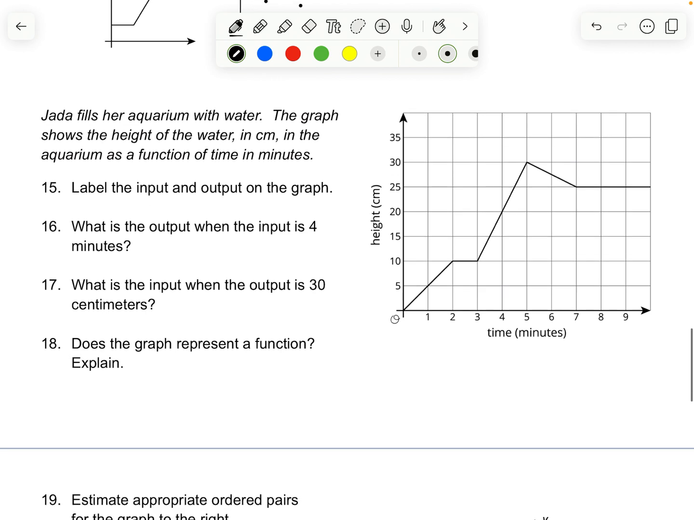Alrighty. For this graph, it says Jada fills her aquarium with water. The graph shows the height of the water in centimeters in the aquarium as a function of time in minutes. For number 15, label the input and output on the graph. So up above, I said the x-axis represents the input. The x-axis is always the one that runs across the bottom of your graph. So time would be the input for this particular graph, and the height, or the centimeters, would be the output.